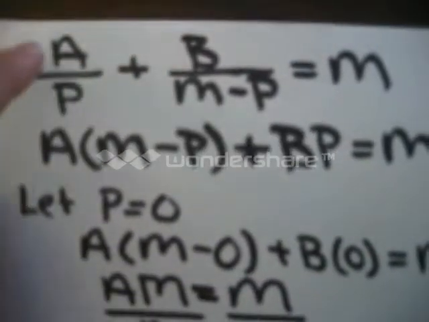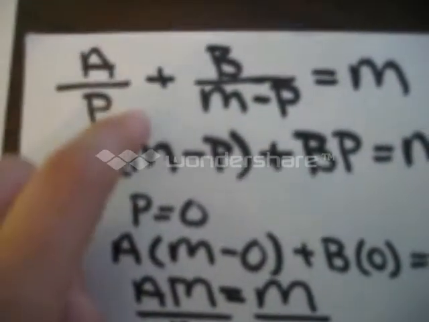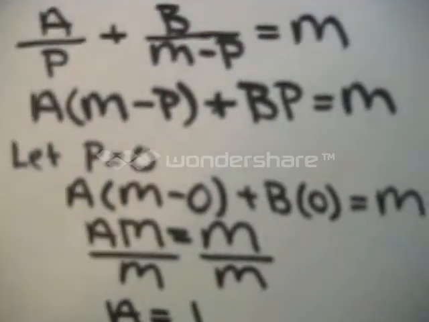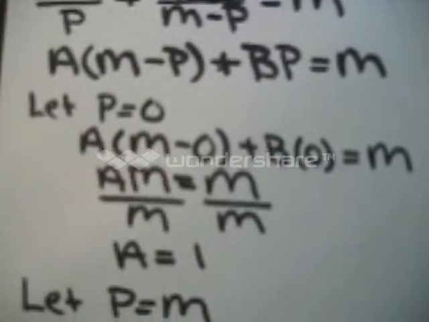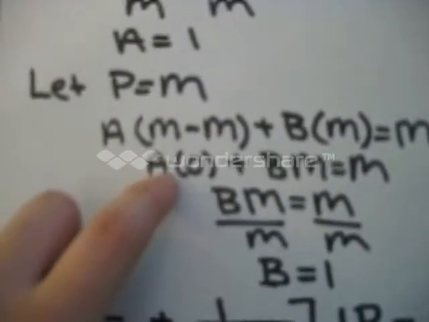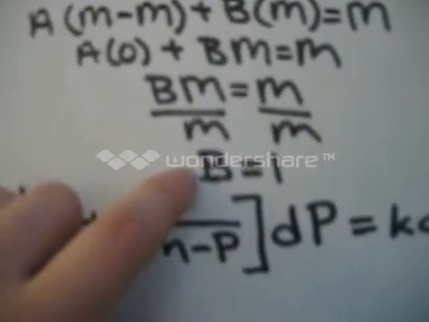So we're going to split this up. We have the denominators p and m minus p. And then we're going to multiply a over p by m minus p over m minus p. We're going to multiply this over times p over p, and we get this. It's because we set the numerators equal to each other because the denominators are all the same. And by making p equal 0, we can zero this term out, and we get that a equals 1. And by letting p equal m, we can zero our a term out, and then we get that b equals 1.